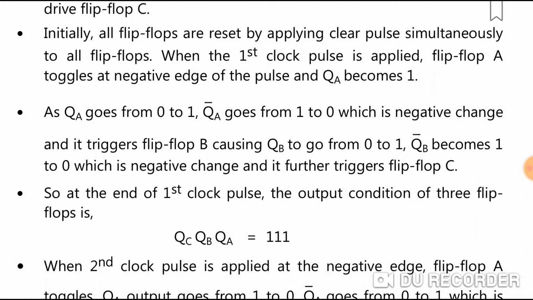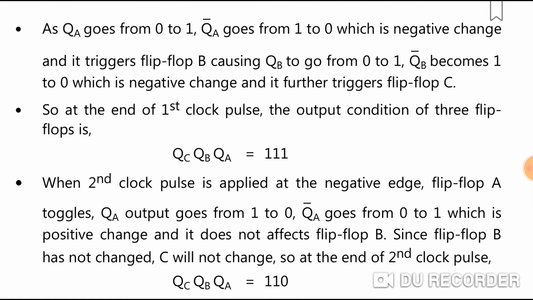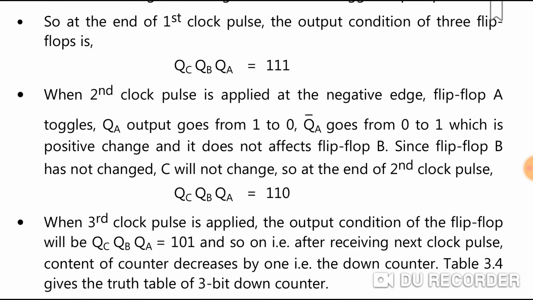When the first clock pulse is applied, flip-flop A toggles at the negative edge of the pulse and QA becomes 1. As QA goes from 0 to 1, QA bar goes from 1 to 0, which is a negative change, and it triggers flip-flop B, causing QB to go from 0 to 1. QB bar becomes 1 to 0, which is a negative change, and it further triggers flip-flop C. So at the end of the first clock pulse, the output condition of the 3 flip-flops, QC, QB, QA, is equal to 1, 1, 1.